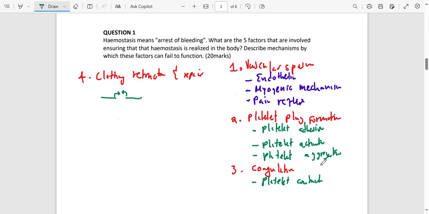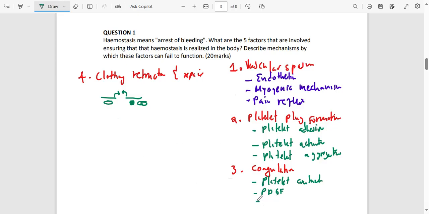Number two, there's going to be the release of what is known as platelet-derived growth factor. Because we remember we said we have got smooth muscles here, it's going to go there. In case there was injury to the smooth muscles in the subendothelium, there's going to be mitosis happening. The platelet-derived growth factor is going to cause mitosis and also the repair of the connective tissue.